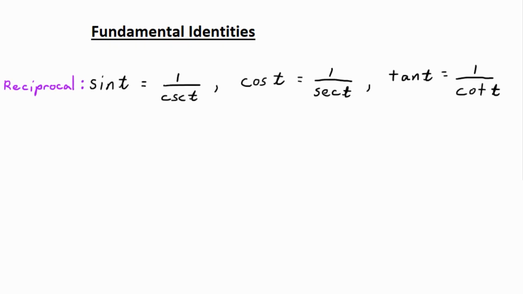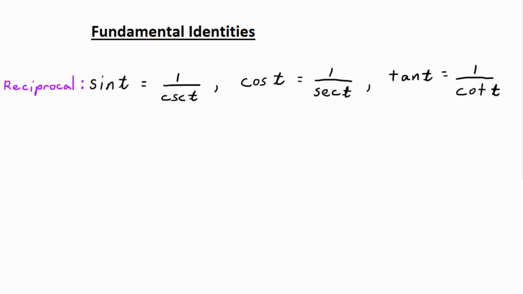Some fundamental identities. So there's ones you already know about. These ones up top are called the reciprocal identities. You know that sine of t is 1 over cosecant of t, right? Or you can get it if you need to. You know that cosine of t is 1 over secant of t. And you know that tangent of t is 1 over cotangent, right?